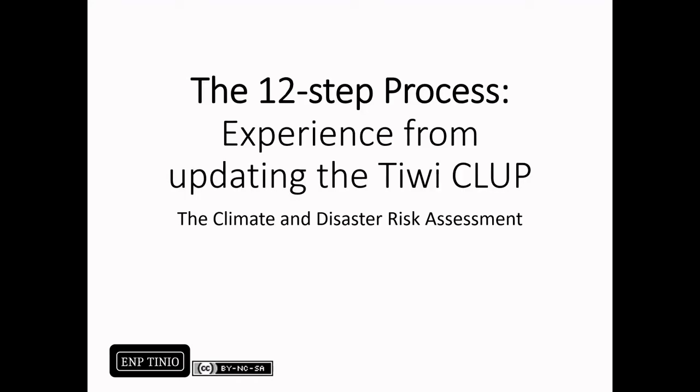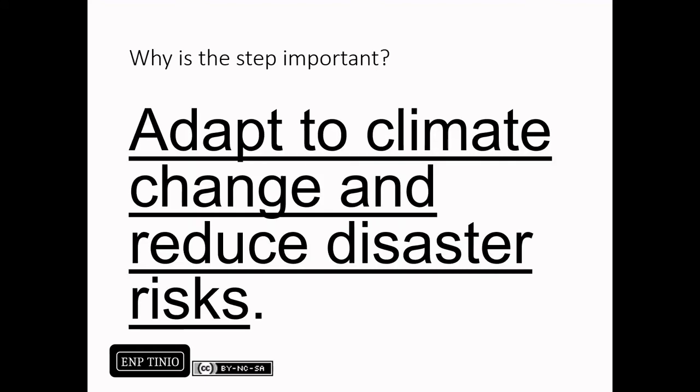The Climate and Disaster Risk Assessment is a 6-step process that aims to determine the risks and vulnerabilities of a local government territory to impacts because of present hazards and projected changes in the climate. Why is the Climate and Disaster Risk Assessment important? To enable the local government unit to adapt to climate change and reduce disaster risks.